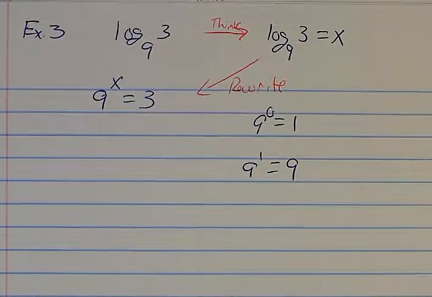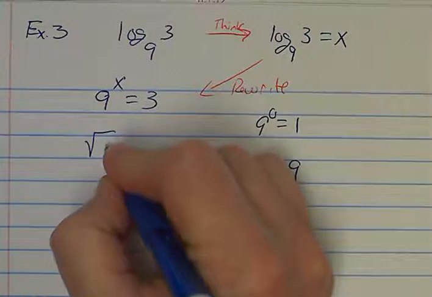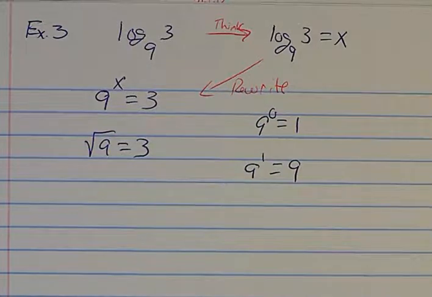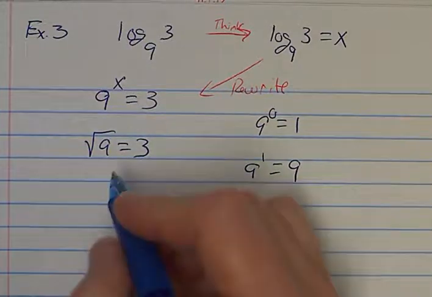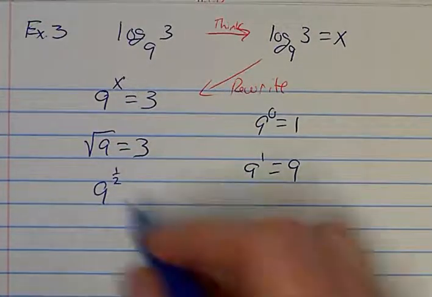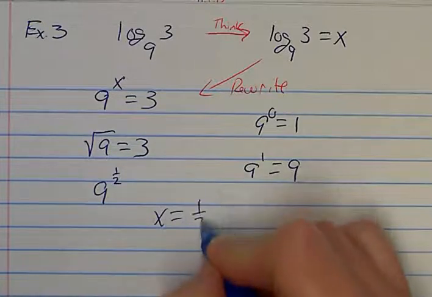we can square root it, right? Because the square root of 9 would equal 3. Okay, and then flash back to the last chapter. If we do square root of 9, what really is that power? That's 9 to the 1/2. There we go. So in that case, your x would equal 1/2.